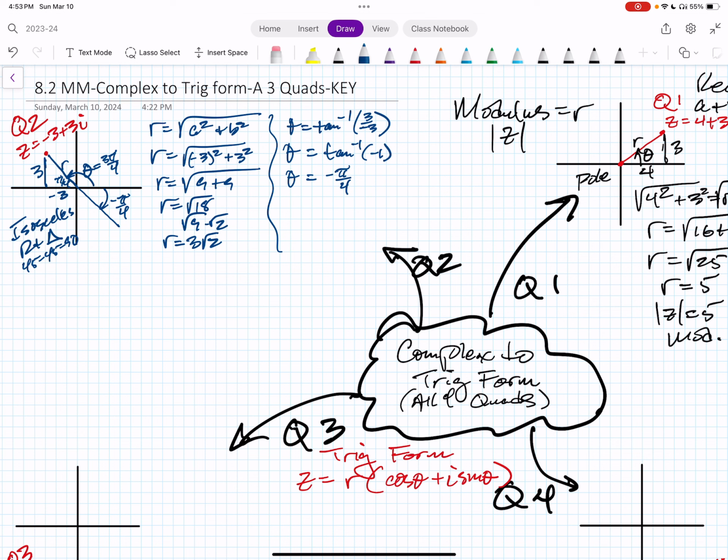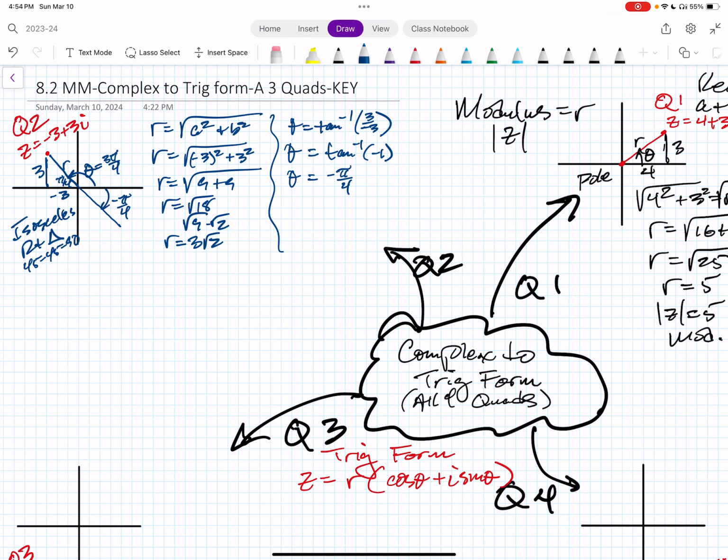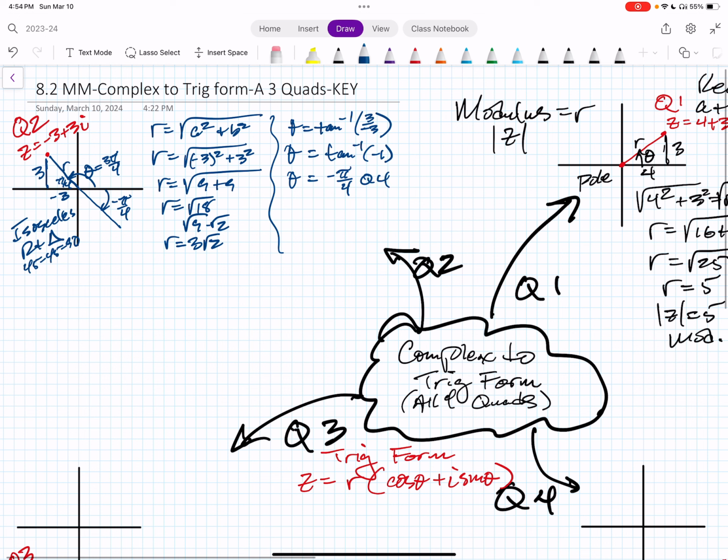First of all, what's the easiest way to do that? This is quadrant 4. Well, just add pi. To get from quadrant 4 to quadrant 2, you add pi. So negative pi fourths plus pi, guess what? That's 3 pi fourths. There we go.